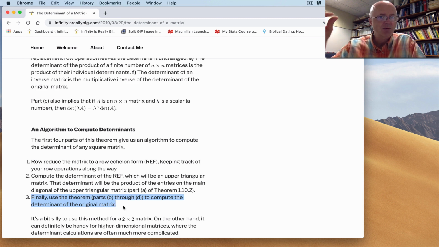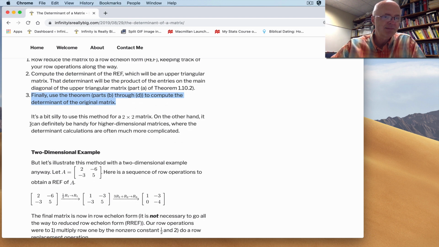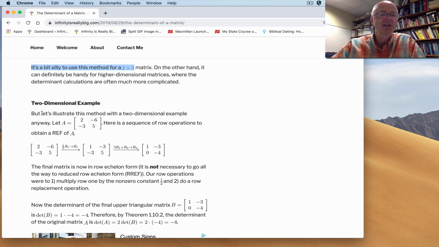If you did any row switches, then you multiply the determinant by -1. If you do row replacement operations, the determinant is unchanged. If you multiply a row of the matrix by a non-zero constant, then that does change the determinant. So you have to be careful there. It is a bit silly to use that for a 2x2 matrix, but I'm going to go ahead and do that anyway, just to illustrate the method.